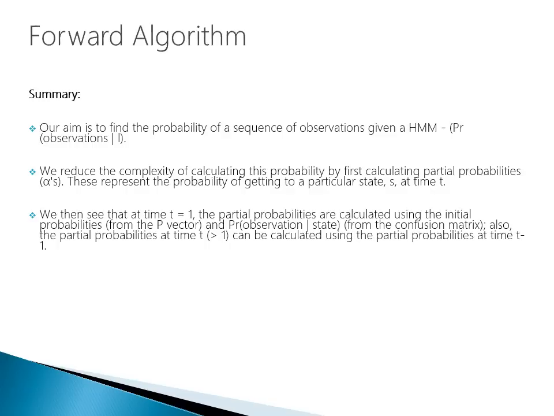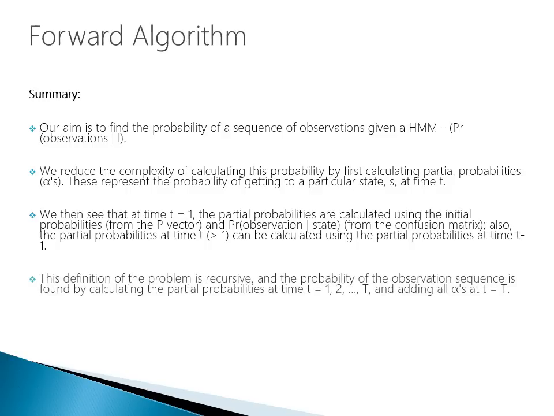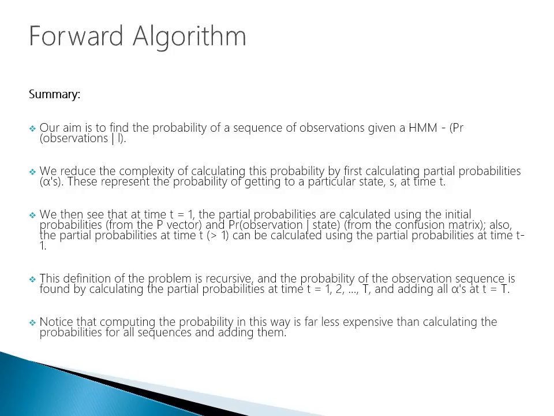Also, the partial probabilities at time t greater than 1 can be calculated using the partial probabilities at time t equals 1. This definition of the problem is recursive, and the probability of the observation sequence is found by calculating the partial probabilities at time t equals 1, 2, and so on and so forth, and then adding all of the alphas at t equals T. Notice that computing the probability in this way is far less expensive than calculating all the probabilities for all of the sequences and then adding them.